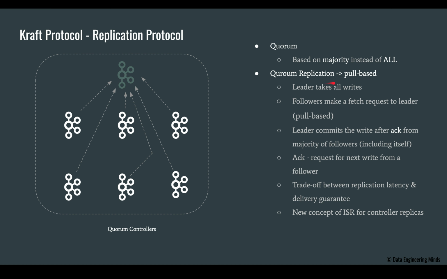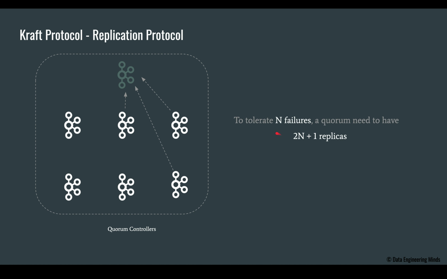This concept of quorum-based replication is introduced by a protocol called the Raft protocol. So in case of the Raft protocol, if we want to tolerate n failures, then the quorum needs to have 2n plus 1 replicas. So for example, if the value of n is 3, then the quorum controller needs to have 7 controller replicas. So in case of 7 controller replicas, the majority is 4.